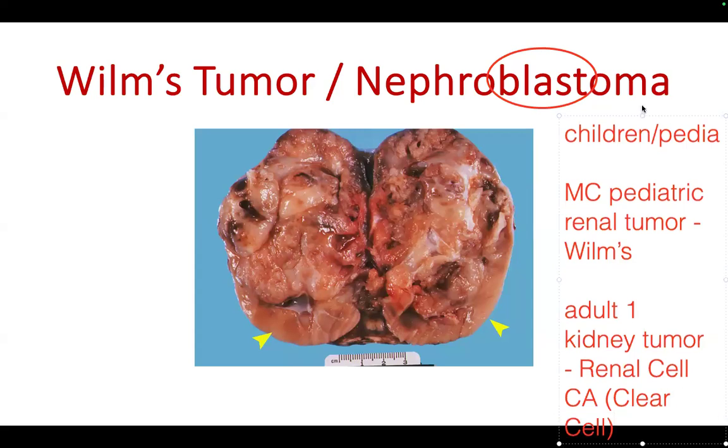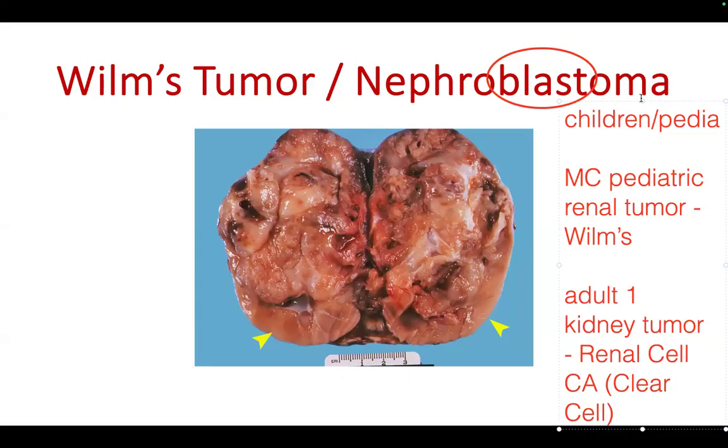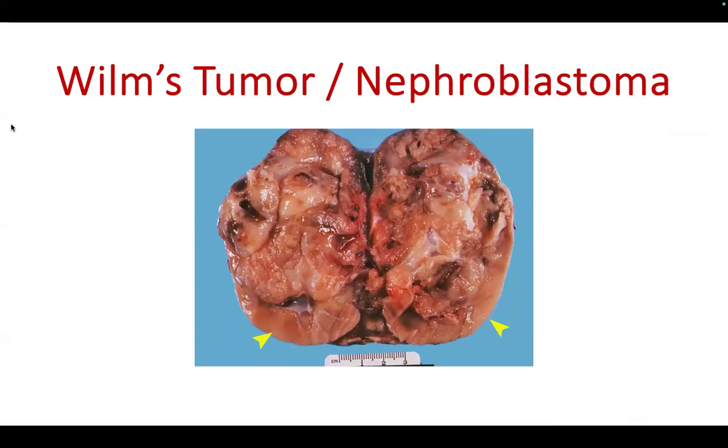If they go into details as to the subtype of renal cell, renal cell CA in adults, the most common subtype or histologic type of renal cell CA is going to be clear cell.